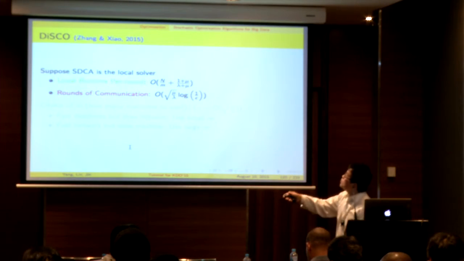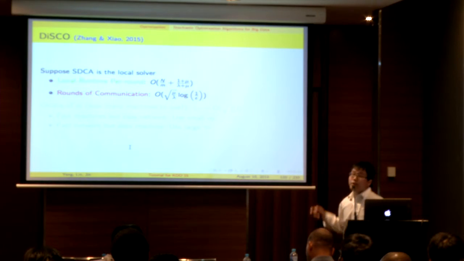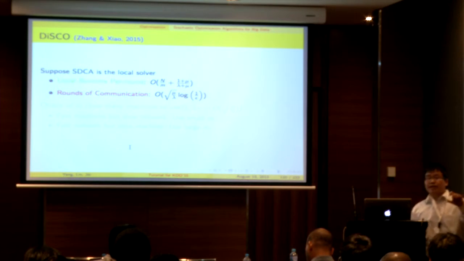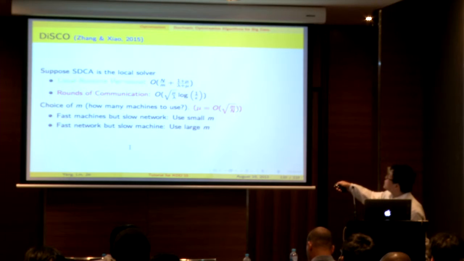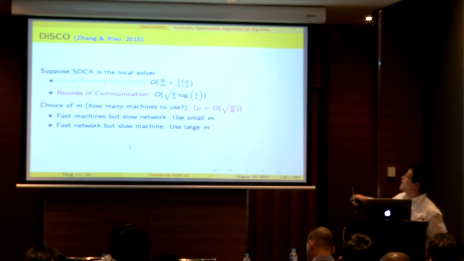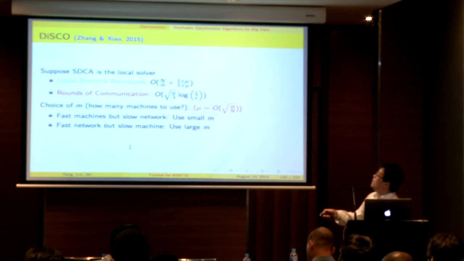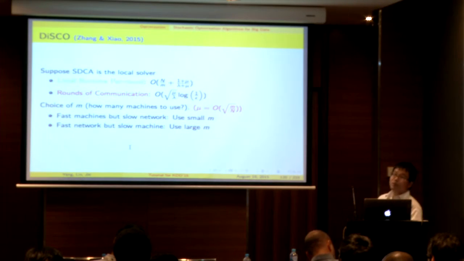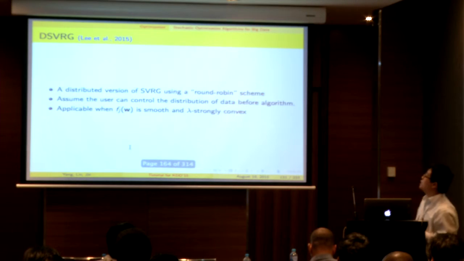If you use DiSCO, the rounds of communication is mu over lambda log 1 over epsilon. What is mu? Mu is a parameter related to the preconditioner. There is no clear way to choose mu, but usually mu is chosen as m over the square root of n, the number of machines divided by the data size, taking the square root of n. And the trade-off is to say, with a faster network, you want to use more machines. With faster machines but a slow network, you want to reduce the number of machines you use.